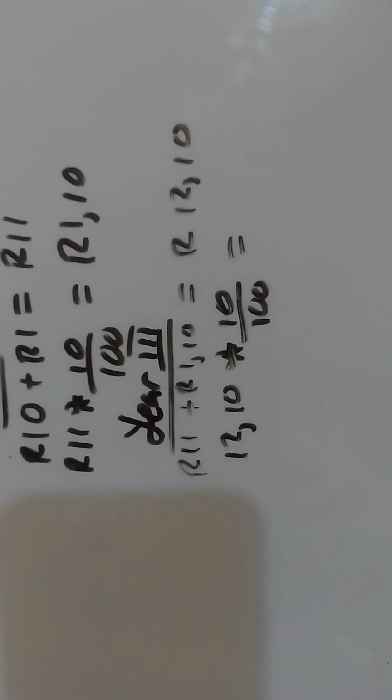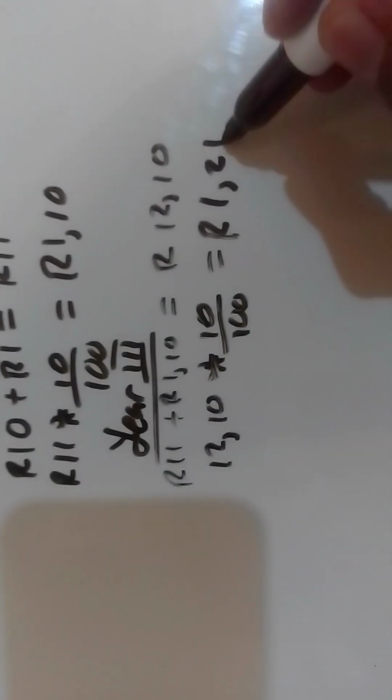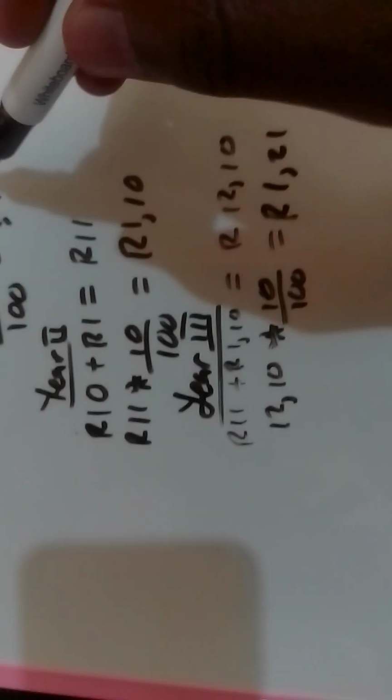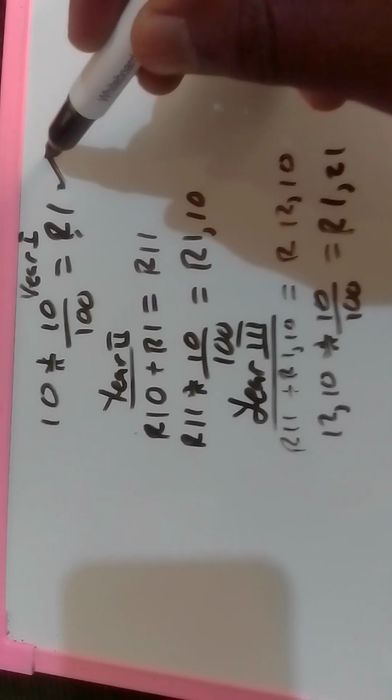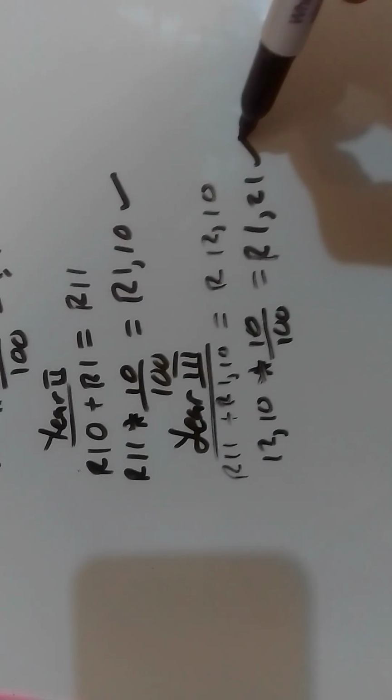10% of this, 10 over 100 multiplied by 12.10, it gives us 1 rand 21 cents. 1 rand 21 cents, right? So do you see, you started with an interest of 1 rand, year 1, year 2, 1 rand 10 cents, year 3, 1 rand 21 cents.